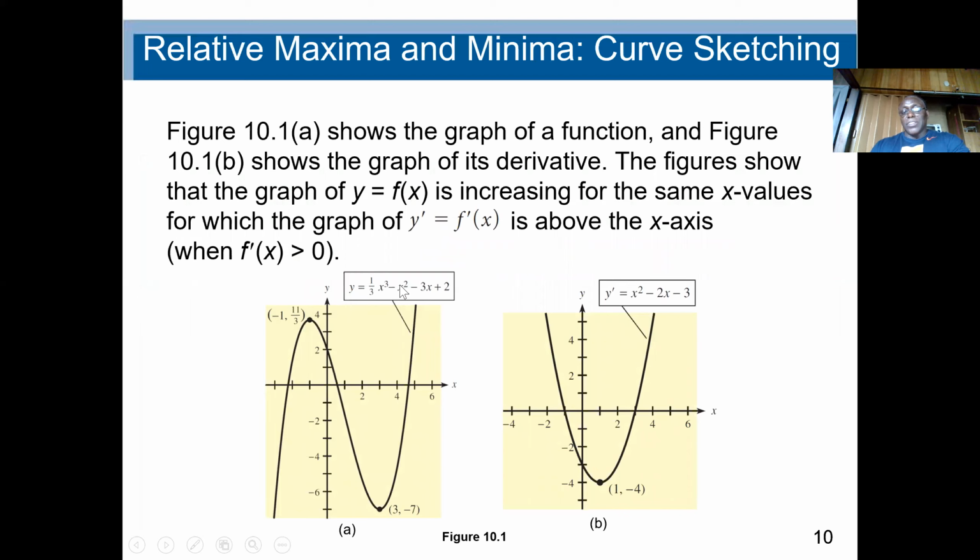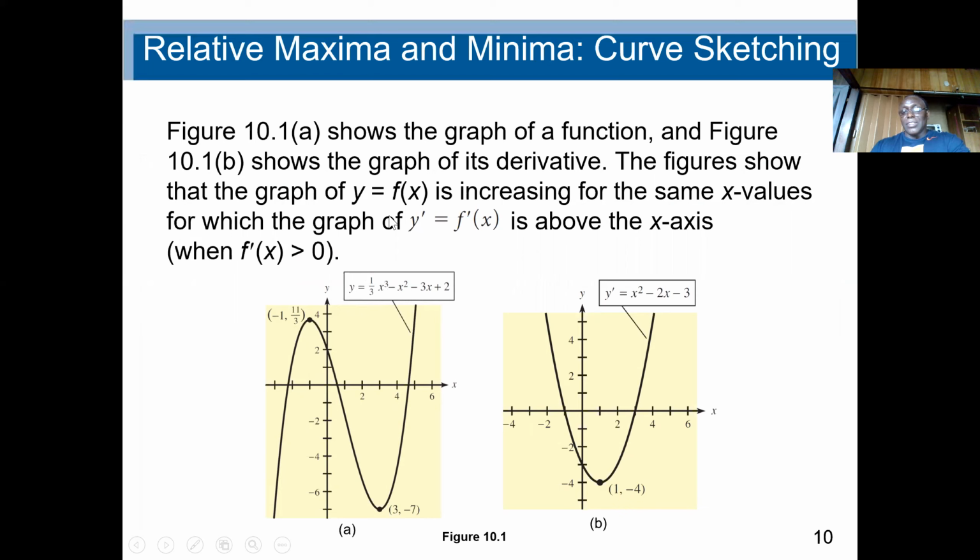So here we have the same function again. We can see that in this function we have the same function we did before. We have two turning points, the relative maximum and the relative minimum. And this is the original function.